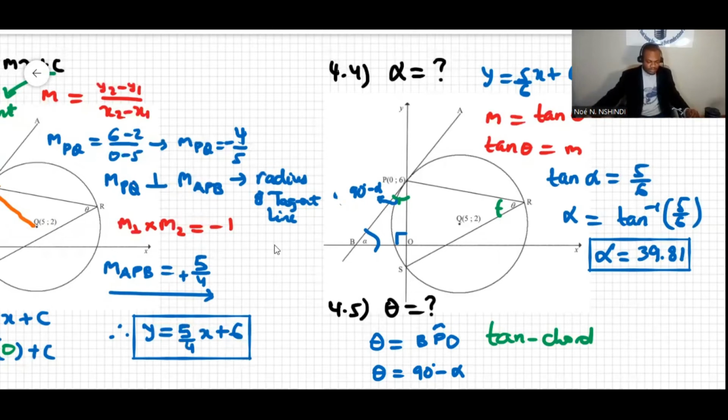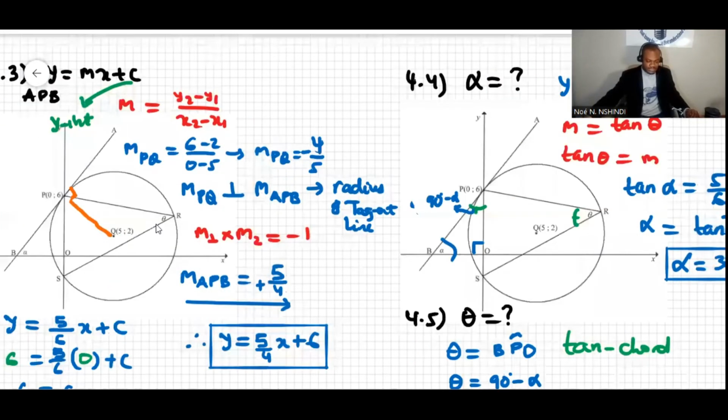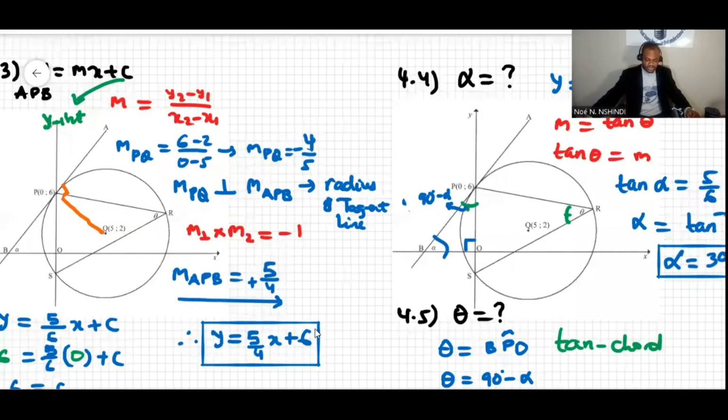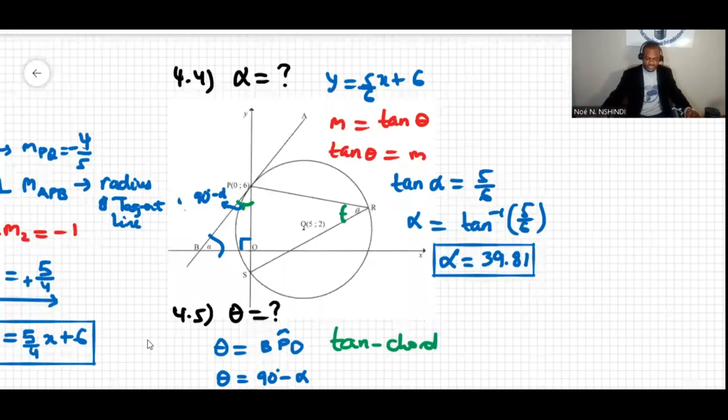I meant to say the y-intercept. It's still 6, so 6 there. So this is the correct answer. So over here we need to change: it's 5/4, not 5/6. So 5/4 over here.